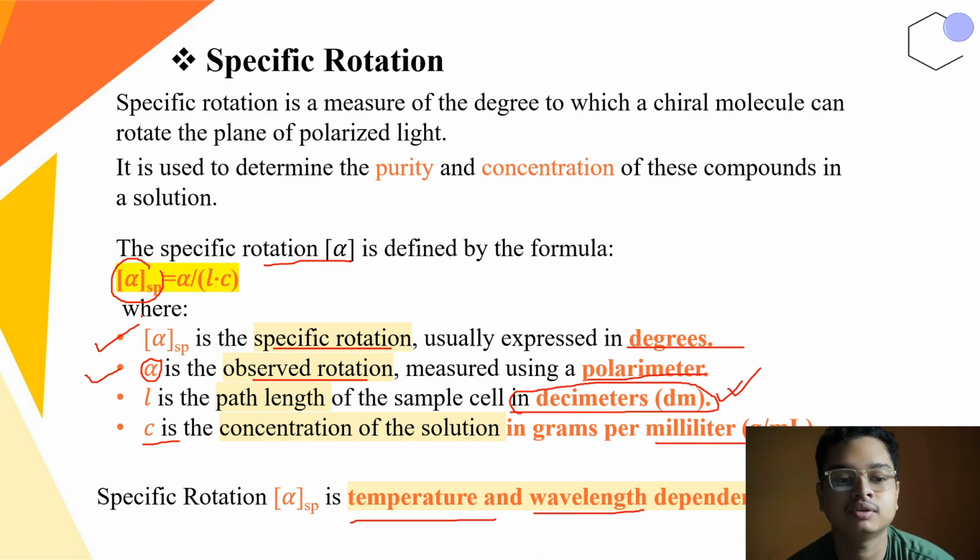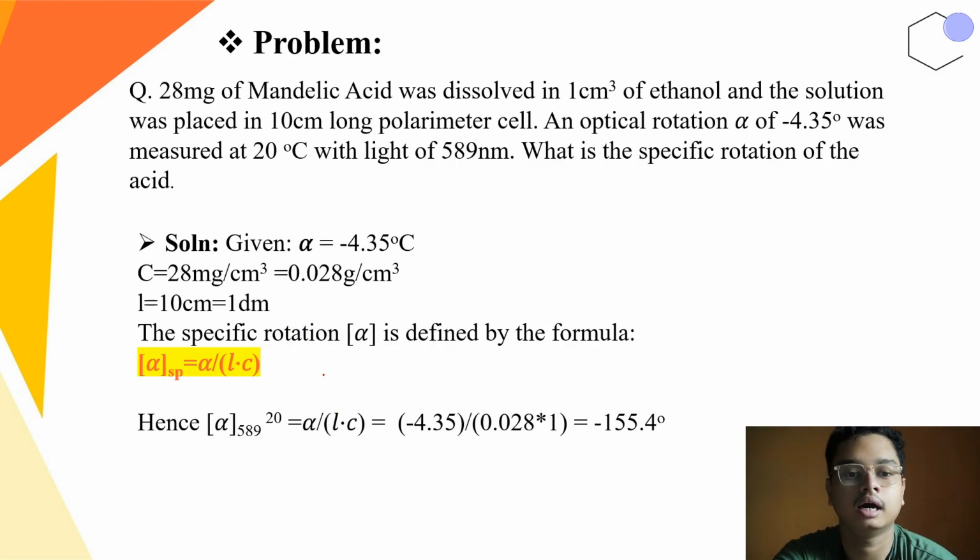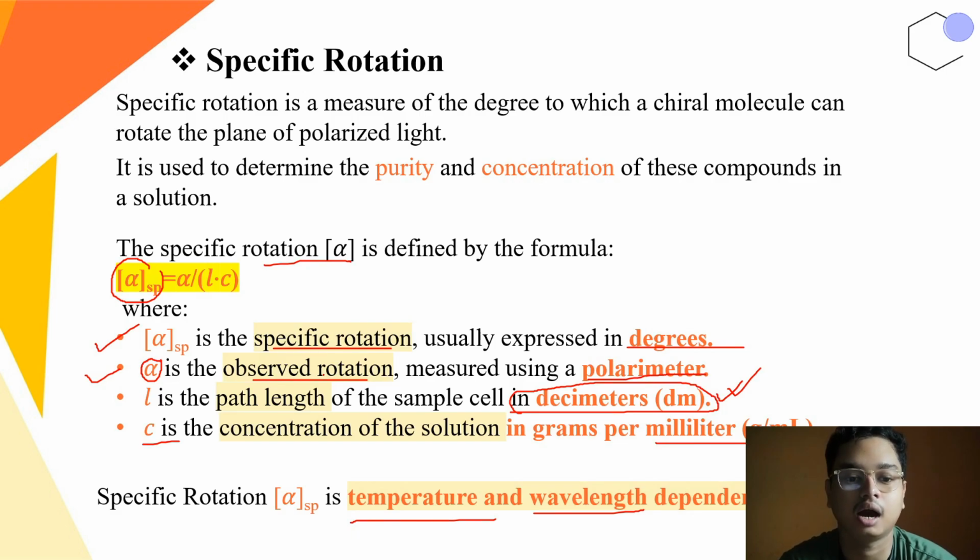And similarly, if we change the light wavelength, the specific rotation is also changed. Okay, now we are talking about a little bit of a problem to determine how we can calculate the specific rotation of a particular compound. So we are dealing with a simple problem.